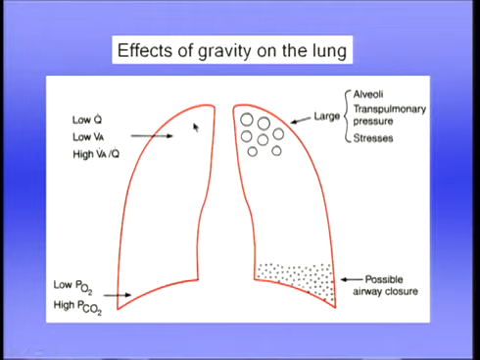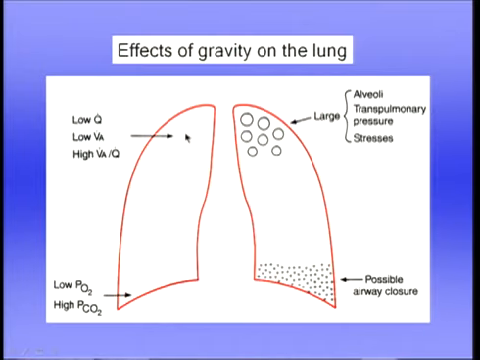It also has a lower ventilation than the base of the lung, but the differences of ventilation, you remember, is not as great as the differences for blood flow. So that means that the top of the lung has a high ventilation perfusion ratio. And that means that the PO2 is high there and the PCO2 is low.